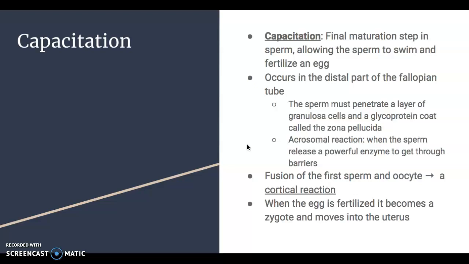Once these contents are released outside of the egg membrane, these chemicals rapidly alter the membrane and surrounding zona pellucida to prevent polyspermy, which is essentially preventing more than one sperm from fertilizing this one egg. When the egg is fertilized, it becomes a zygote and it moves into the uterus.